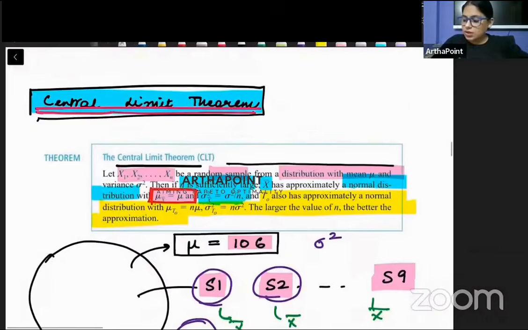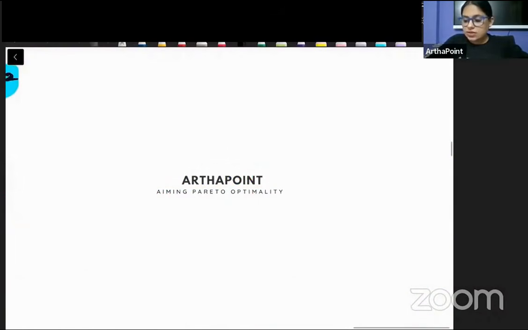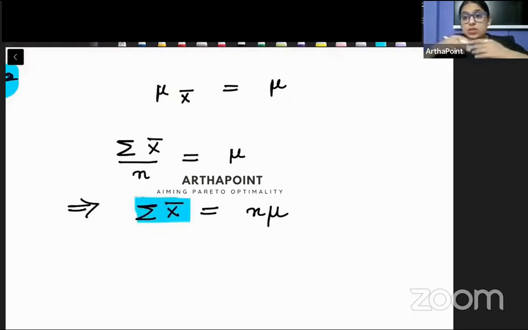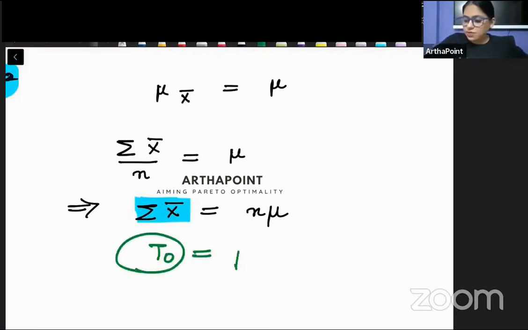अच्छा एक बात बताओ. But I have told you that the mean of x bar is equal to mean of the population. Mean of x bar माने क्या? When you sum all x bar and divide by n, it is equal to the mean of the population. It means that the summation of x bar should be equal to the mean of population into n. Beta, this means the sum of x bar, that means the totals. So I can say that the total is having the value n into mu.